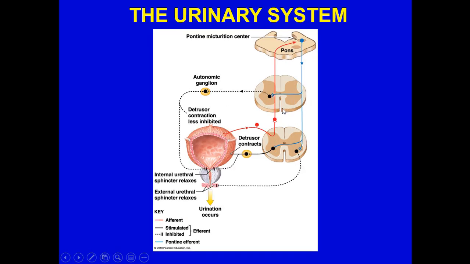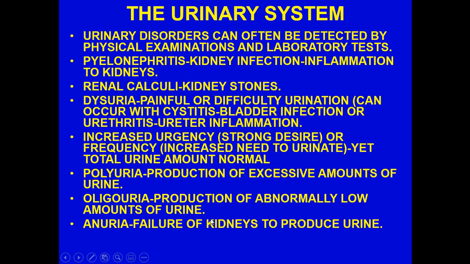This is the storage reflex. Here is the micturition one. This is where the detrusor contraction is less inhibited. You're feeding information from the muscles back up to the pons, and you have a separate center called the pontine micturition center. This information will be passed over to cause the relaxation of the internal urethral sphincter. And as the detrusor contracts, you will also have the relaxation of the external urethral sphincter, and urination occurs.